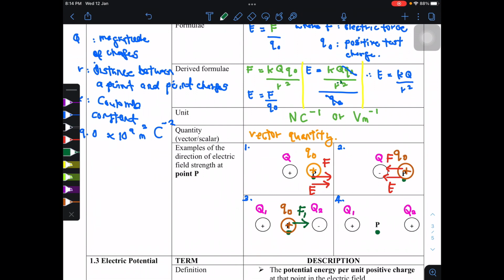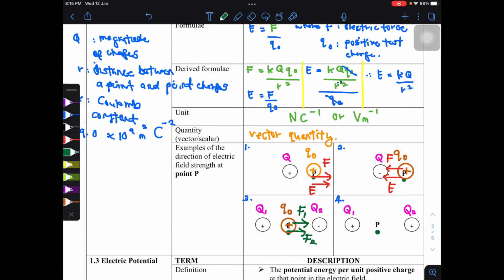Okay, that means our test charge here will be attracted to the negative point charge. So I label here, this is my F2. This is the direction of the force. But now we need to show the direction of the electric field strength. Our direction of the electric field strength is actually the same as the direction of the force.